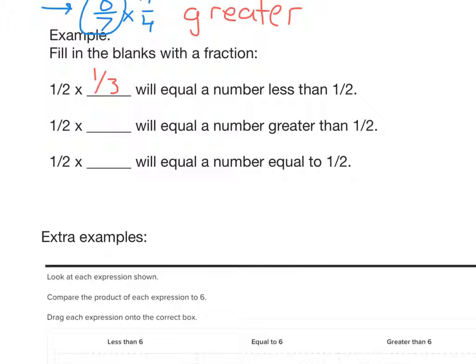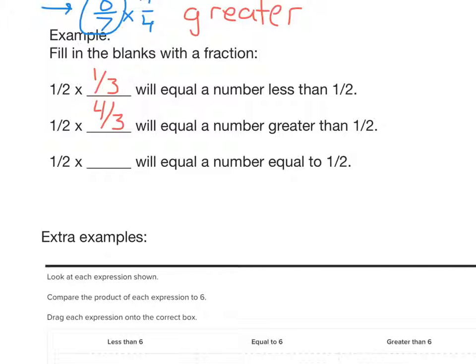Second example. 1/2 times something will equal a number greater than 1/2. So if I want an answer greater than 1/2, I'm going to have to multiply by something greater than 1, like 4/3. I know that's greater than 1 because the numerator is bigger than the denominator. That's more than 1 whole.